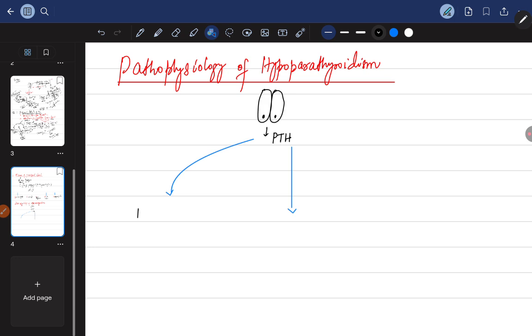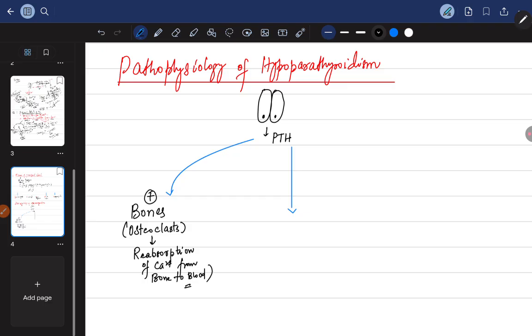In bones, as I told you, already discussed, it stimulates the activity of osteoclasts, and these osteoclasts cause the reabsorption of calcium, you all know that, from bone to blood. Okay, means maintaining the normal calcium, eucalcemia or normal calcium homeostasis.